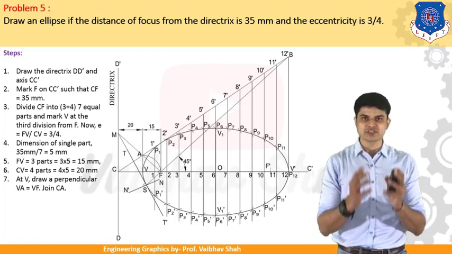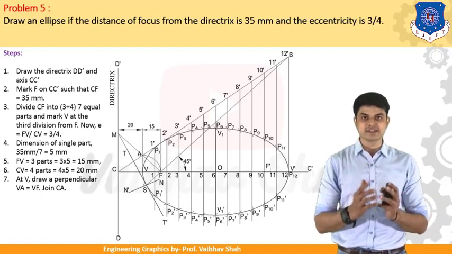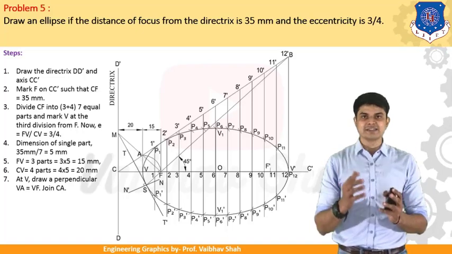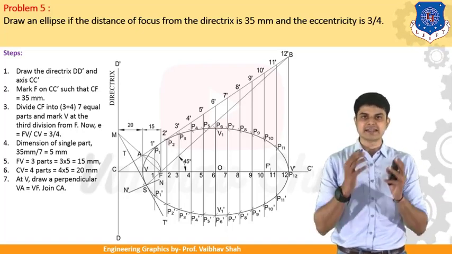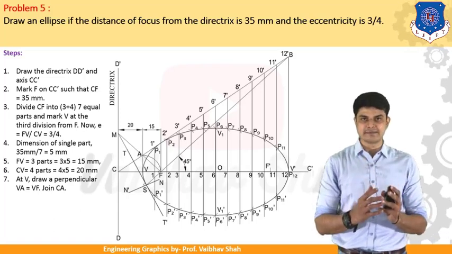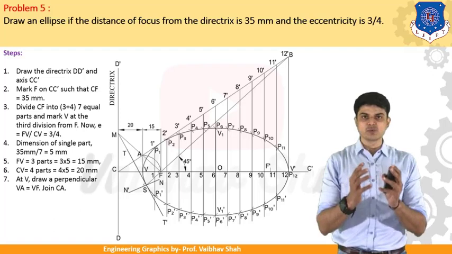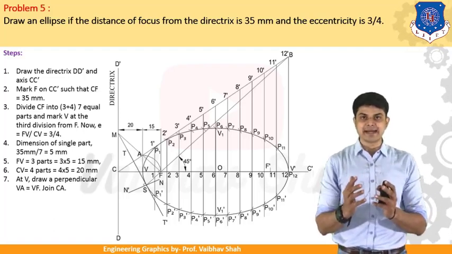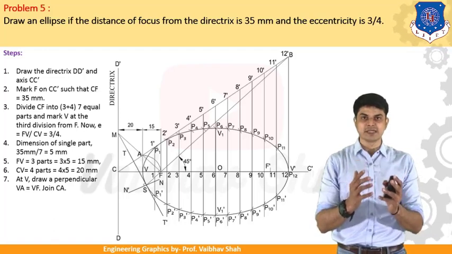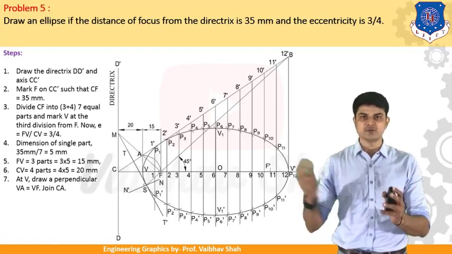So for that, let us first find out the dimension of a single part. Let us divide 35 mm by 7. So you will have 5 mm, which is the dimension of a single part on that line. Now we know that the FV distance, the focus to vertex distance, is 3 parts. The single part dimension is 5 mm, so let us multiply 3 by 5. So we will have FV equal to 15 mm, as you can see.